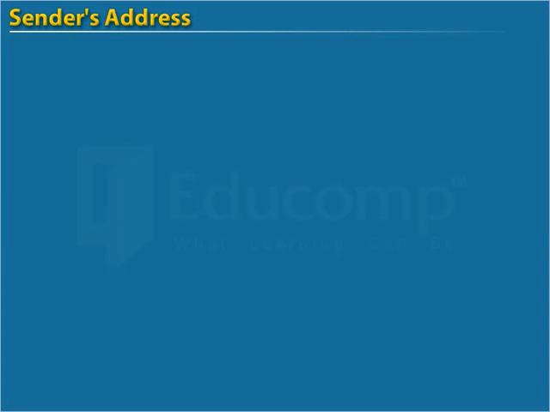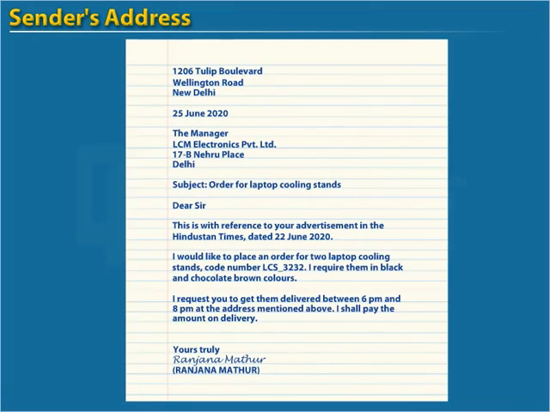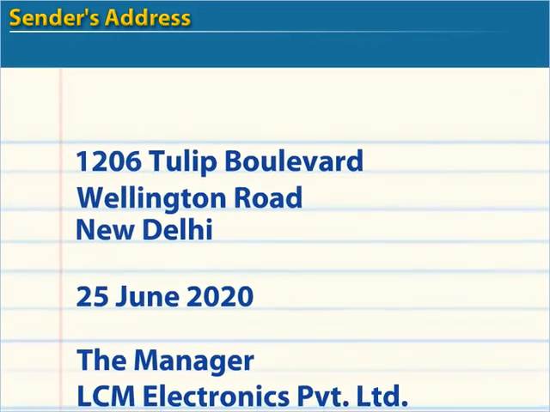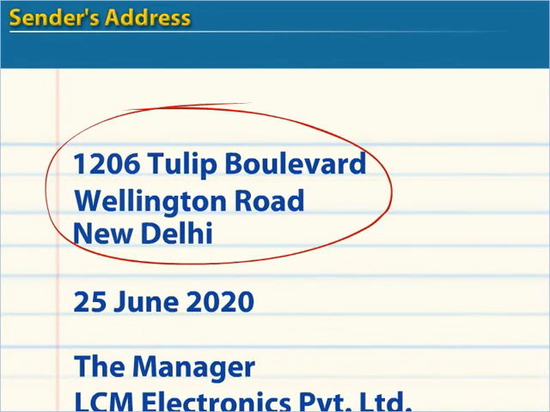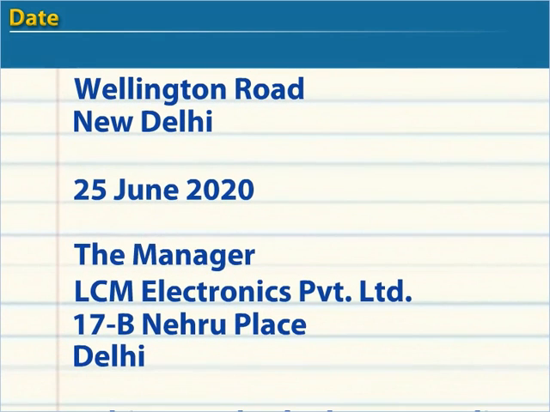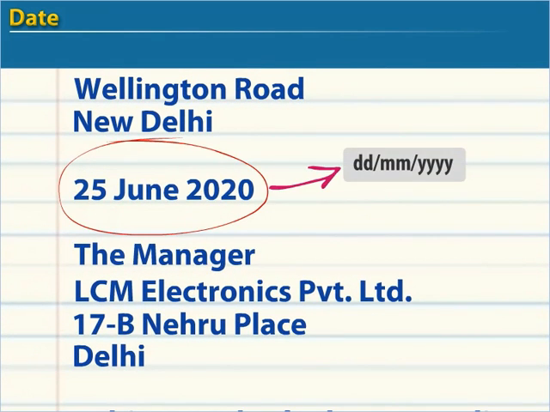Sender's address. Write this on the top left-hand corner of the sheet. This is the address on which the supplier would reply. Do not use any punctuation marks in the address, as in other formal letters. In case you are using the company letterhead, omit this address. Date. Write the date as in all formal letters.